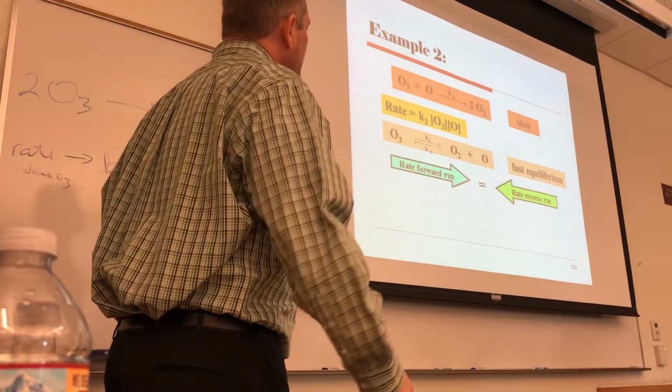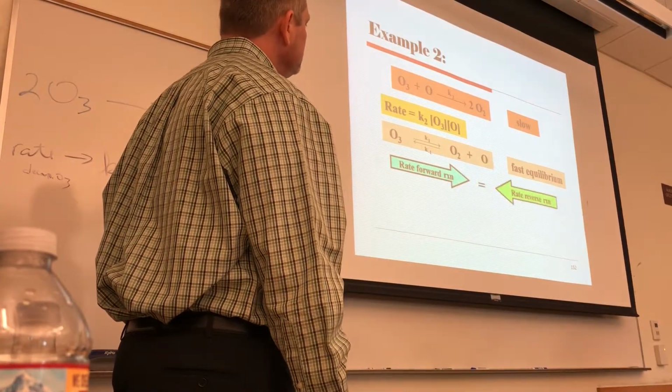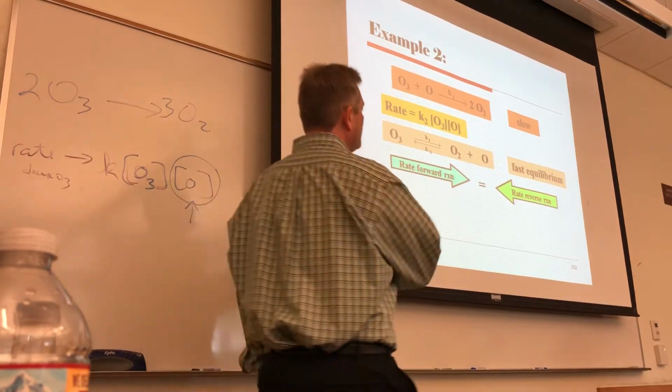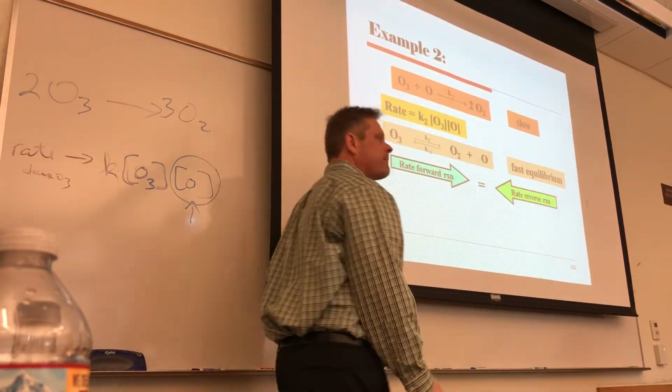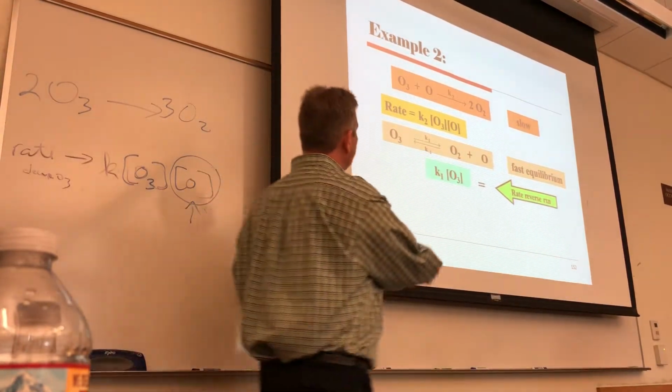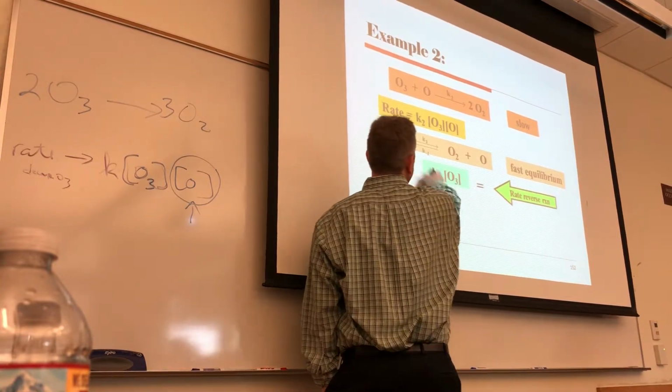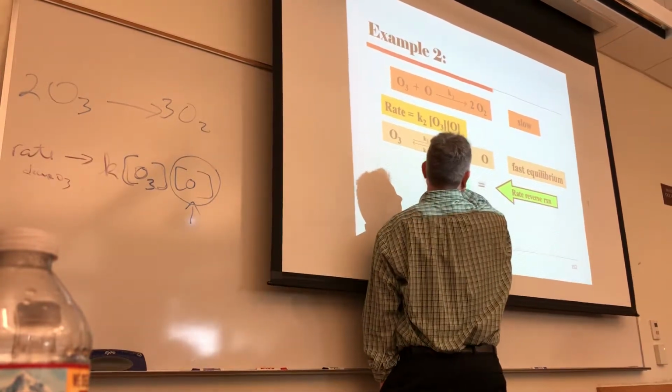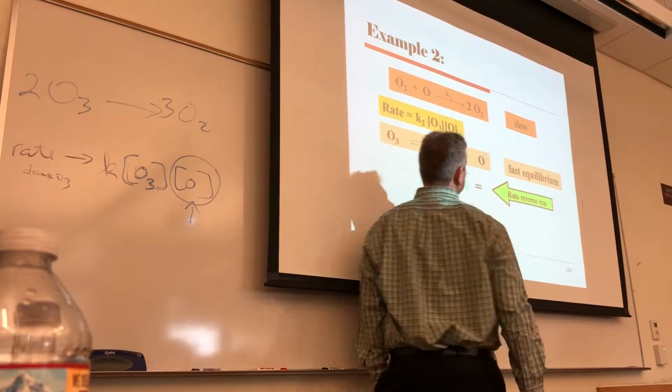Rate forward equals the rate back. So the rate for the forward one is k1[O3], and this one is going to be k-1[O2][O].